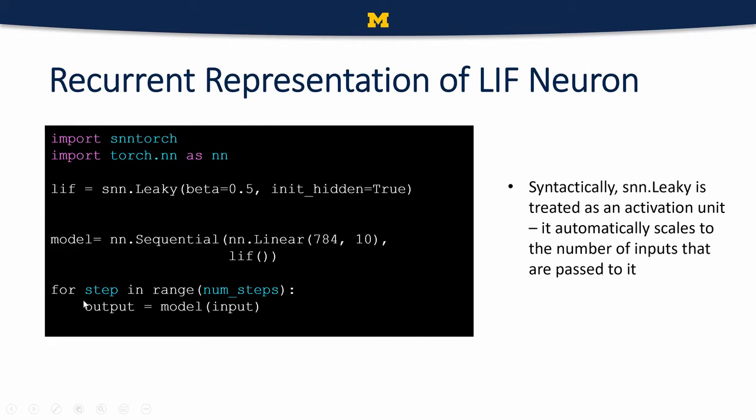Now, to run that model, you would put it into a for loop because, of course, this is a recurrent network. You want to train it over various steps. So for step in range num_steps, you would iterate over and over until you exhausted all of your steps and you had a long trace of your spikes.